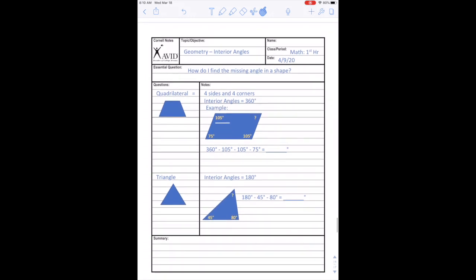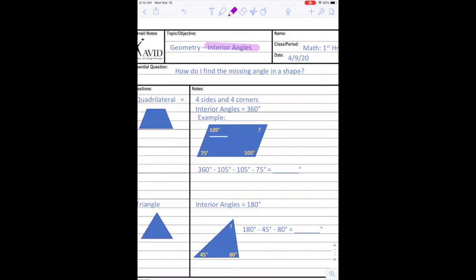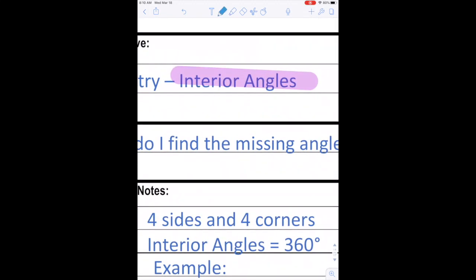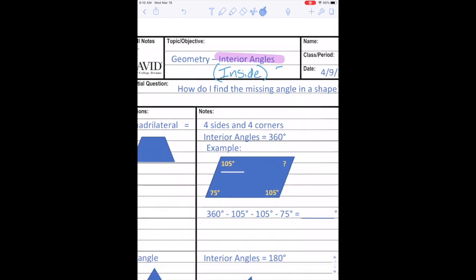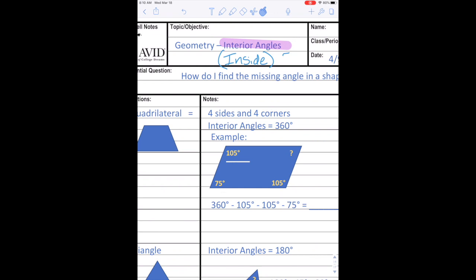Next, when we get into our notes for the day, today we're talking about interior angles. Up here in our notes, I said interior angles. Another word for interior is inside. So you'll see today what we're going to look at is in these shapes, there's an inside angle that we are missing, and we need to figure it out.